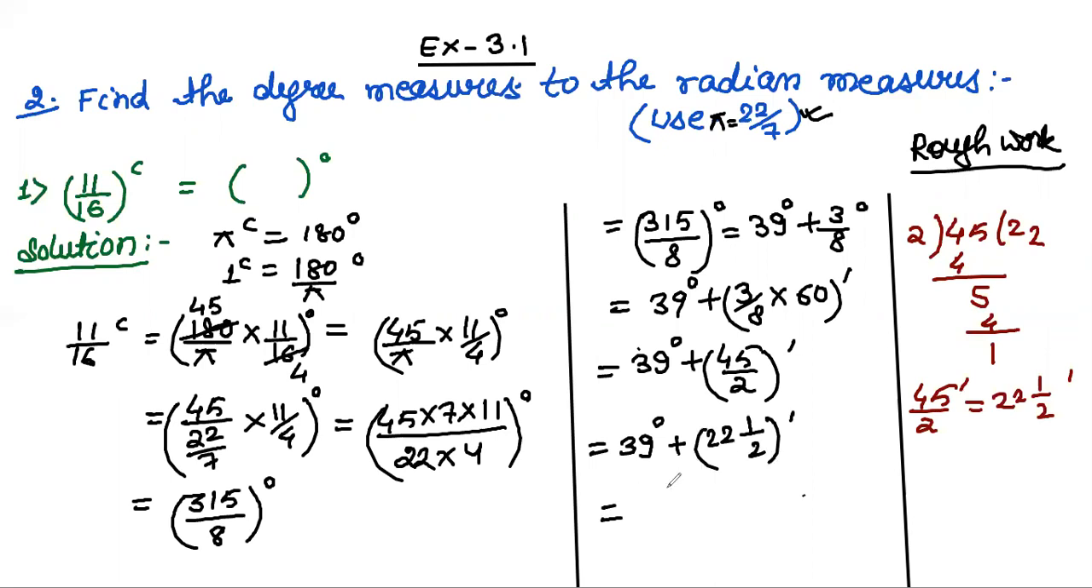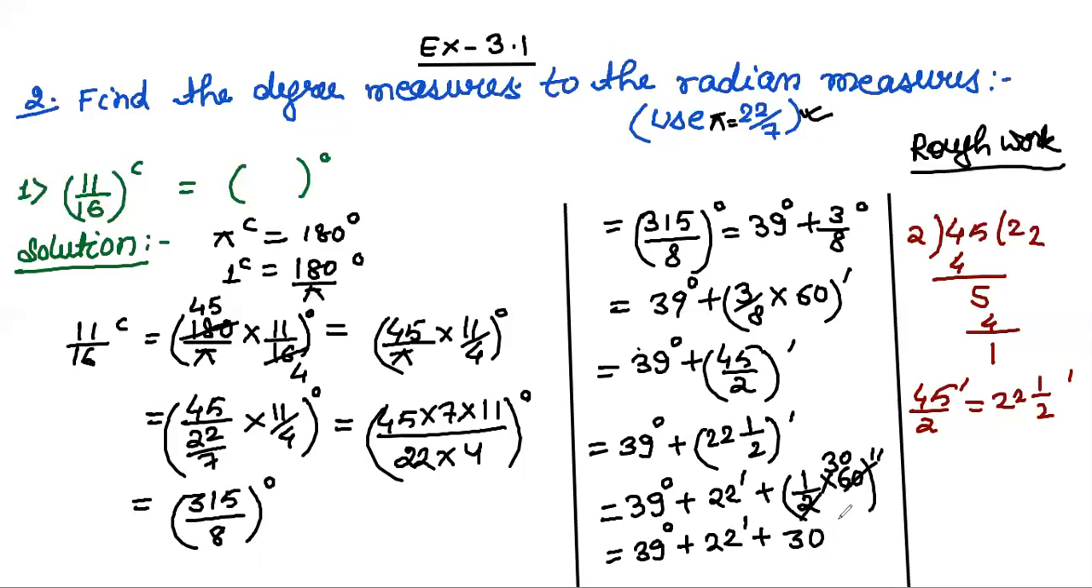Now 39 degree plus 22 minutes plus, we will convert this fraction part 1 by 2 into seconds. We know that 1 minute equals 60 seconds. According to that, we will multiply by 60, so it will be in seconds, 1 by 2 into 60. After calculating, we are getting 30 seconds. So finally 39 degree plus 22 minutes plus 30 seconds. So we can write it as 39 degree 22 minutes 30 seconds. So that is our final answer.